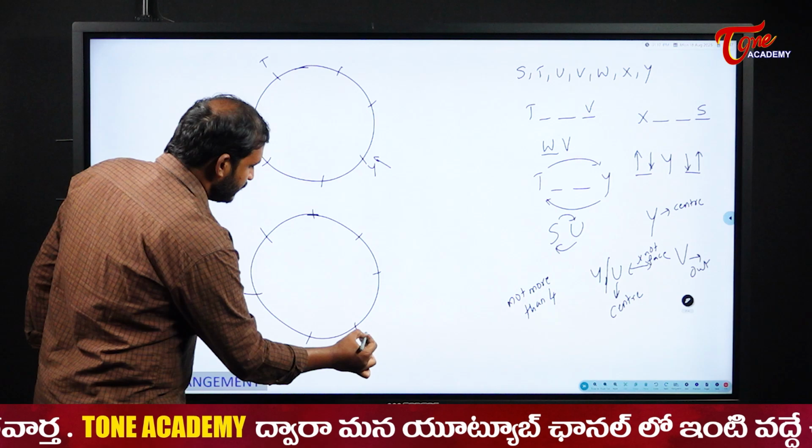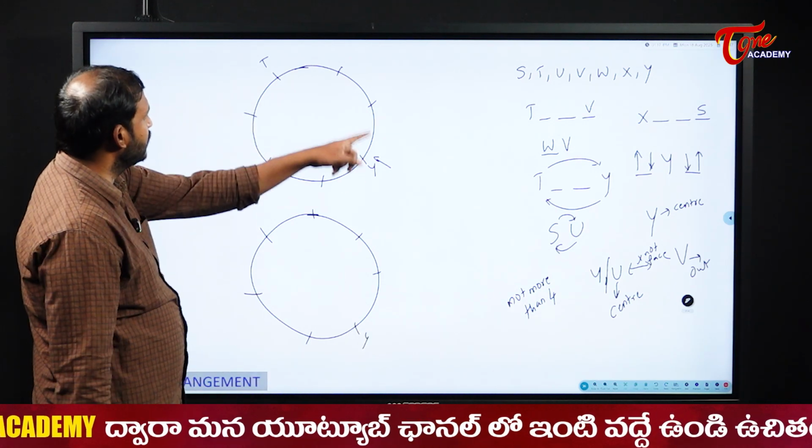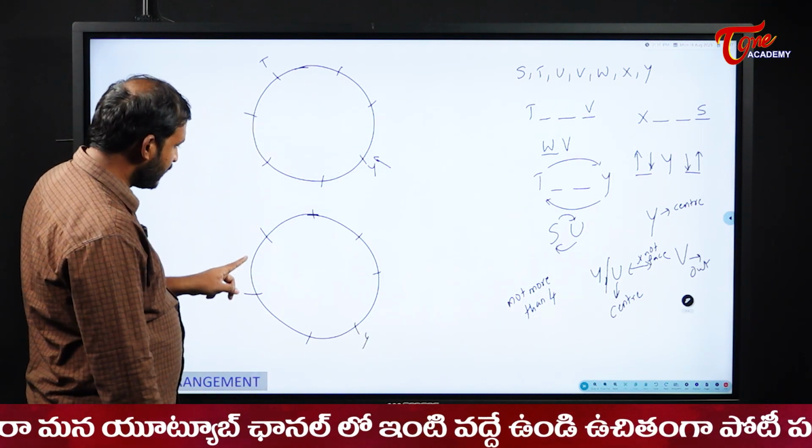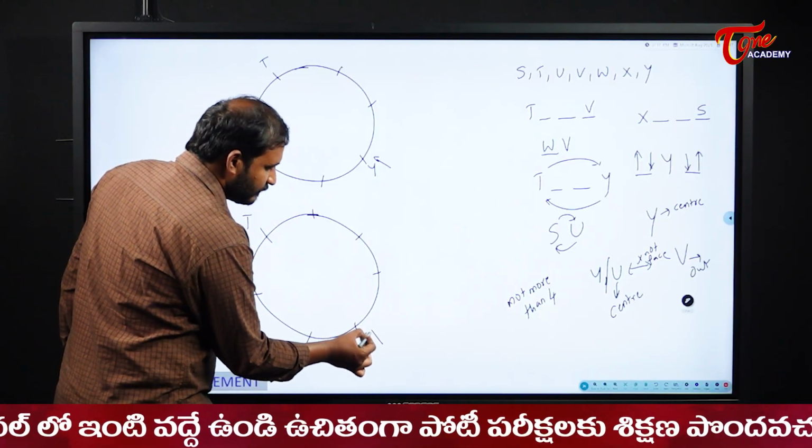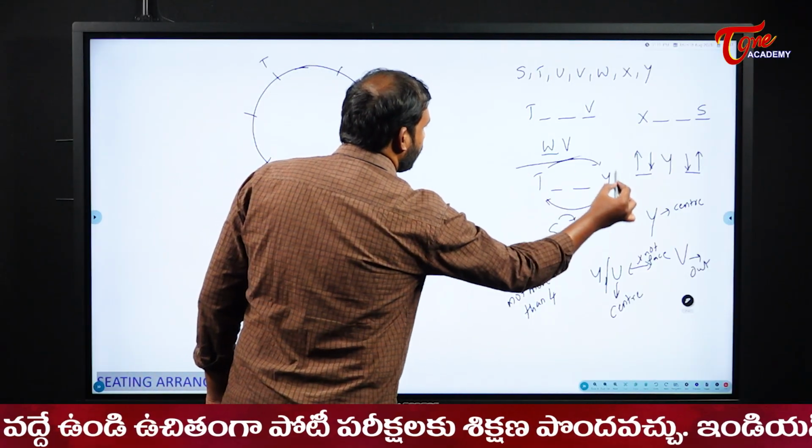So if I put Y here, I have already taken towards the right side, right? Towards the left I will try to take. So I will have T here. 2 chances are there. Y is facing inward. So that means somehow I adjusted this one.